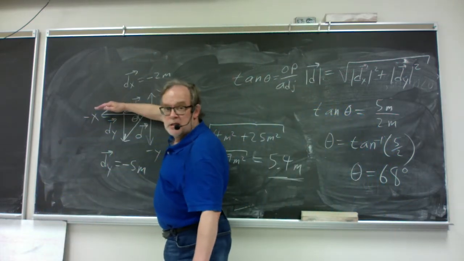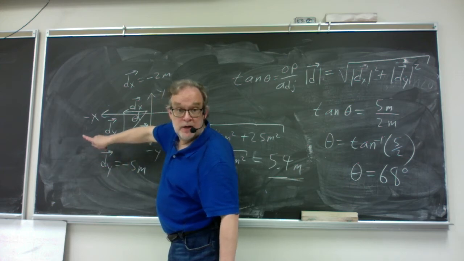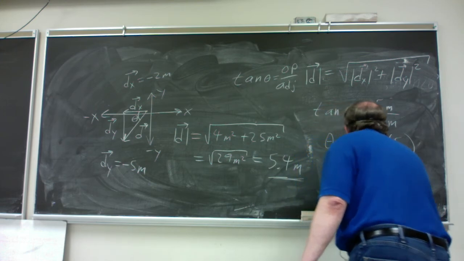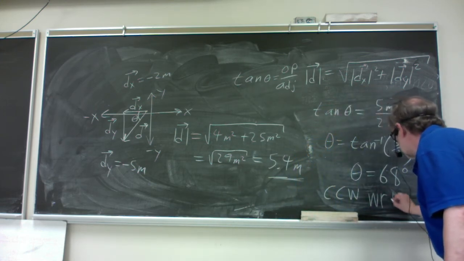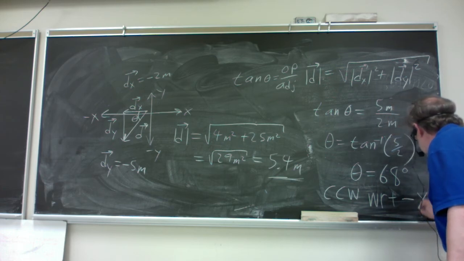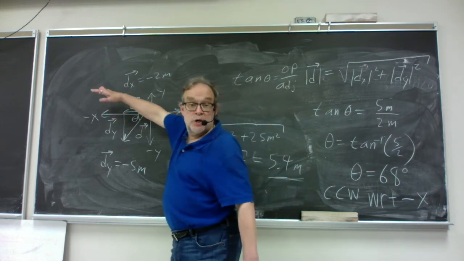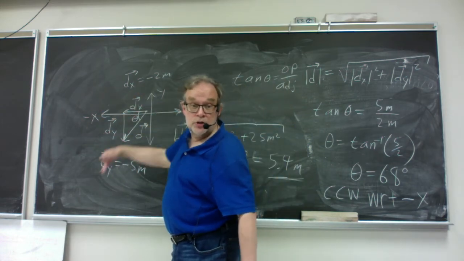68 degrees counterclockwise with respect to the negative x-axis. Counterclockwise with respect to the minus x-axis. If you point in the negative x direction and rotate counterclockwise by 68 degrees, then you'll be pointing in the direction of D.